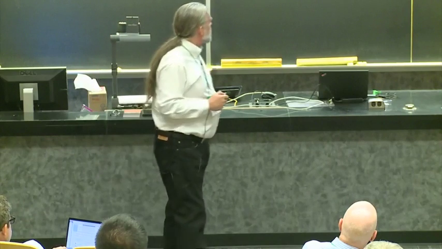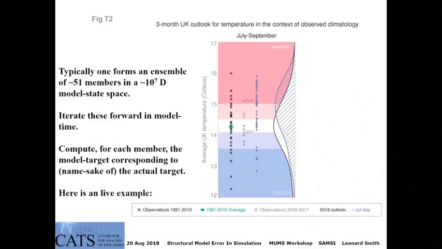But okay, let's ignore this. Let's talk about a real forecast. So this is the current 3-month forecast for temperature in the UK. I think it's in the UK. Average UK temperature.